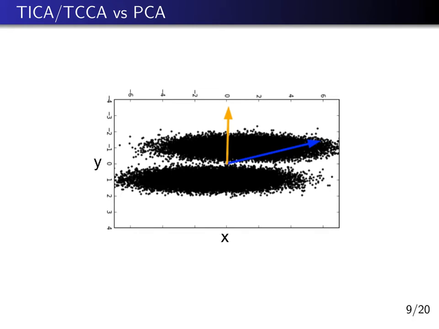Whereas TICA exactly finds the yellow direction. So this is indeed the direction in which the slow variables are separated. And if we project the data along this yellow vector, we will see the separation of the two density modes separated by the slow process very nicely.